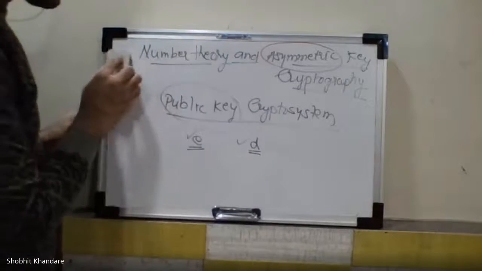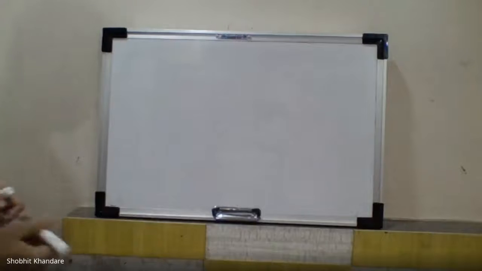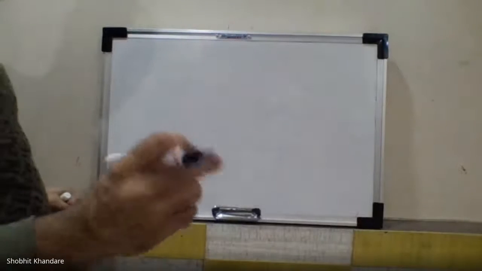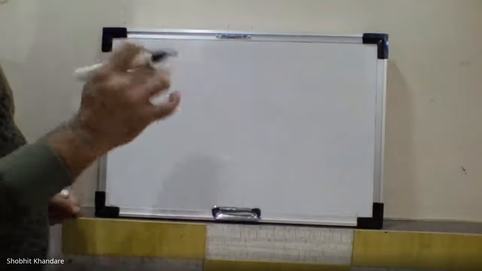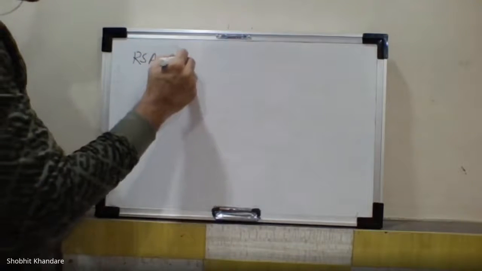You can write down the heading as RSA algorithm. So what is the RSA algorithm? It is an asymmetrical encryption method. So we'll be starting with the RSA algorithm.